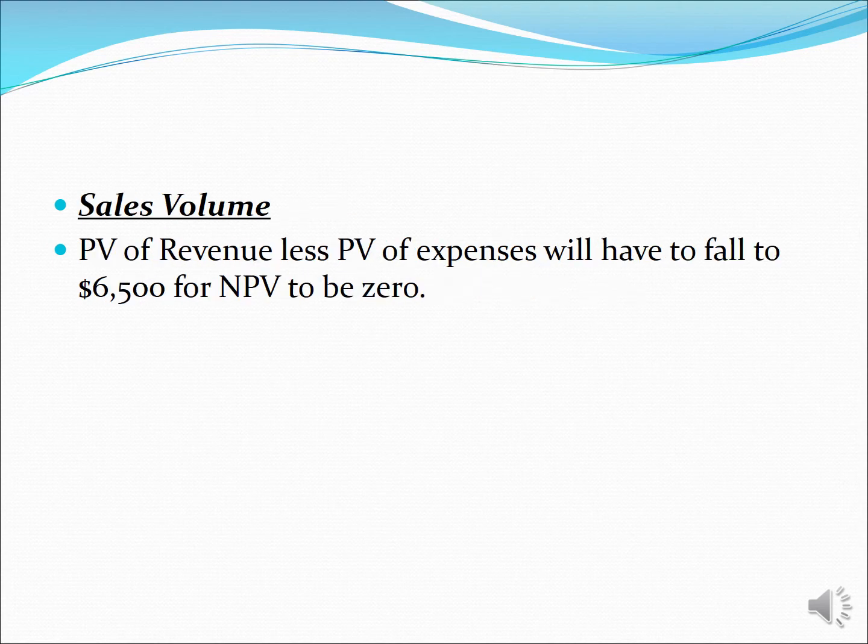So now the present value of revenue less present value of expense will have to fall to $6,500 for net present value to be zero. So you know very well that $6,500 was the investment in the project, and the cash flows and their present values can fall up to $6,500. So that is the margin of safety.